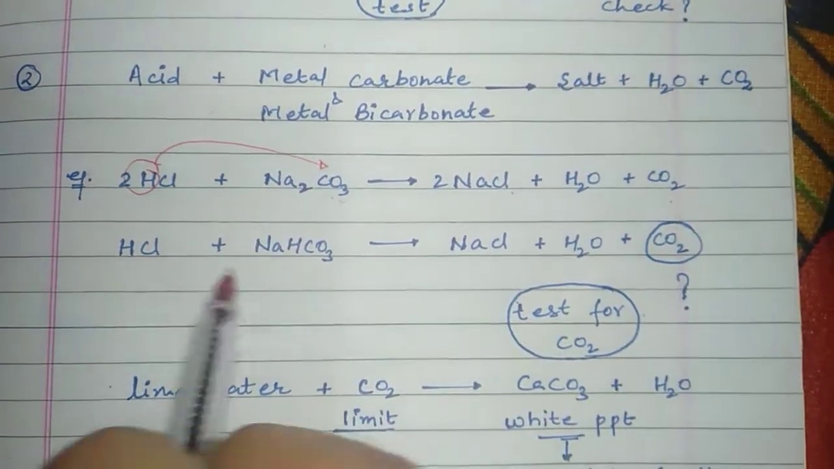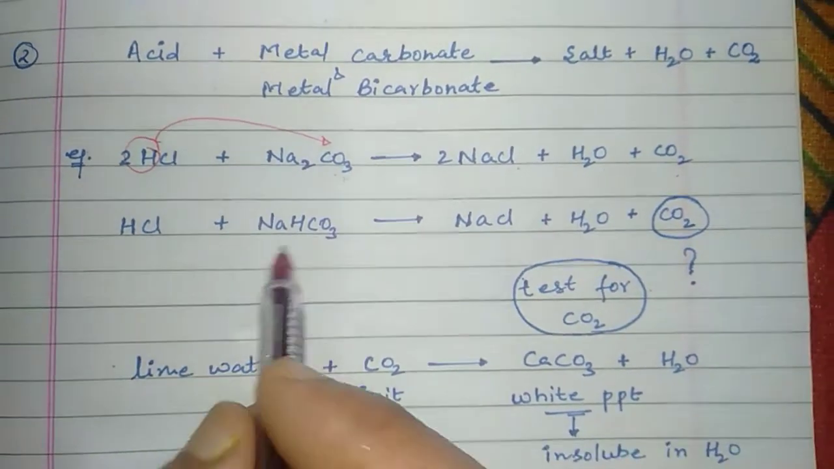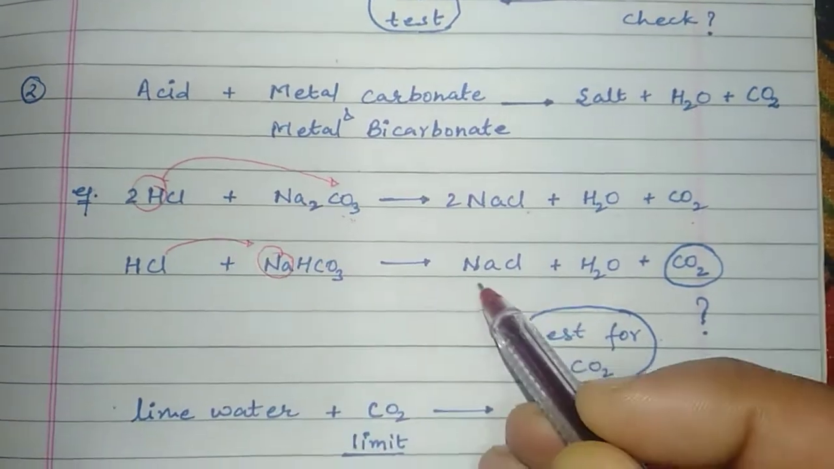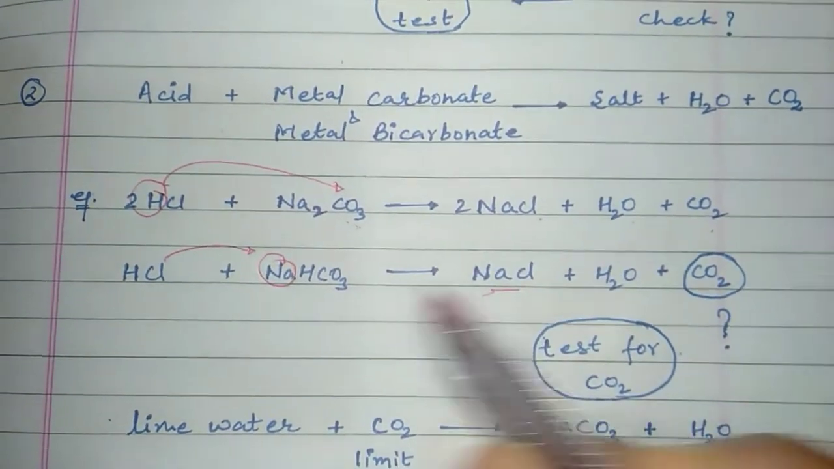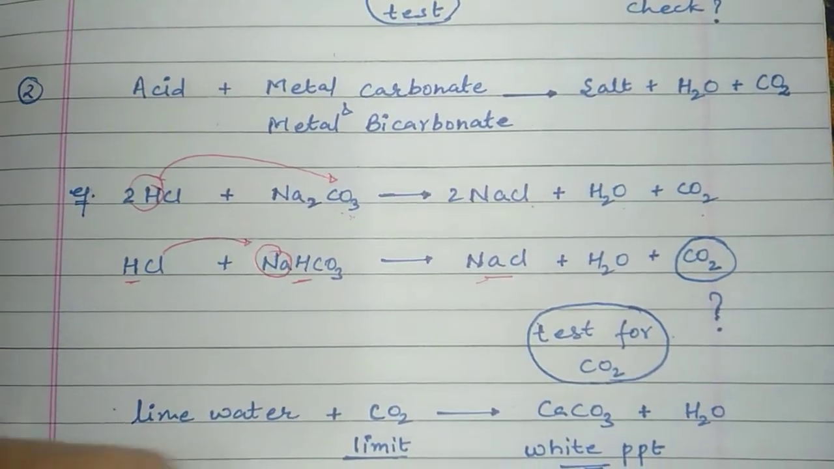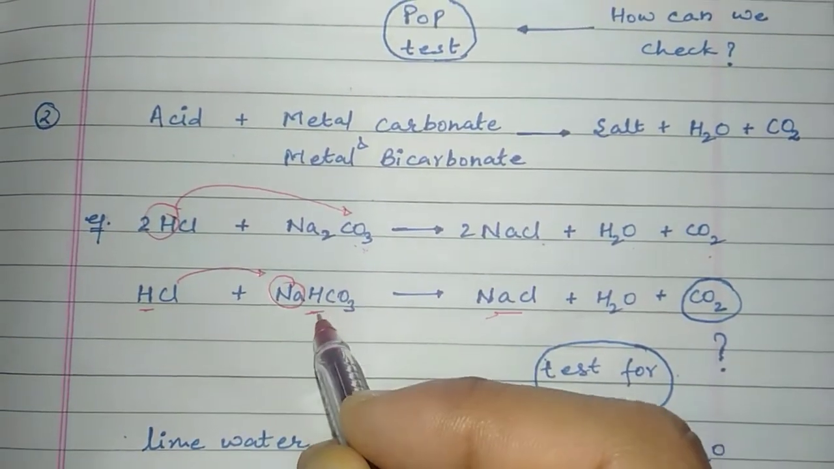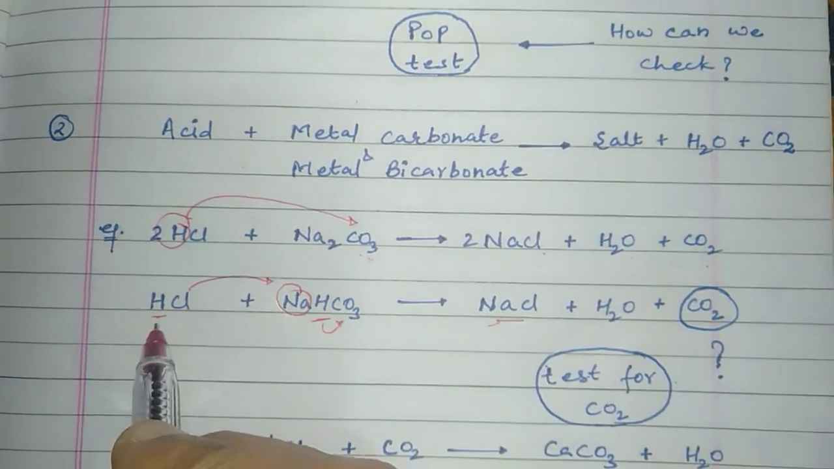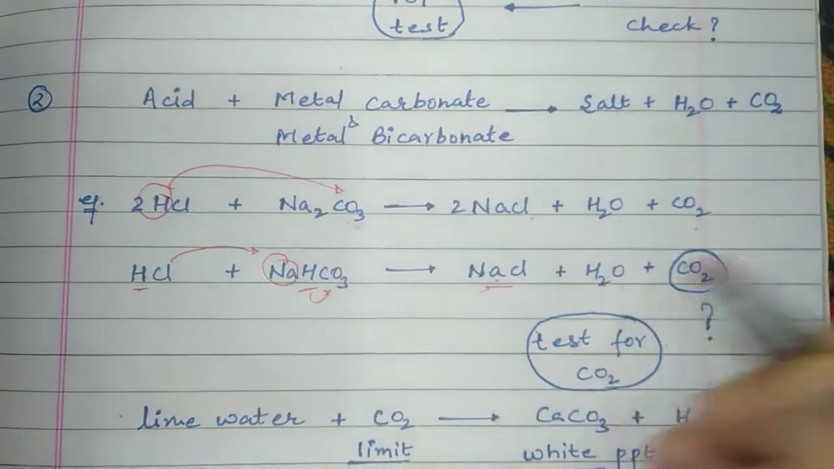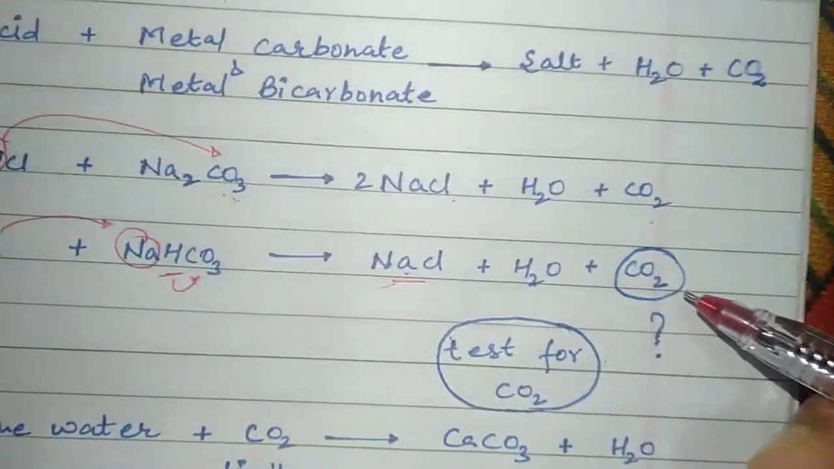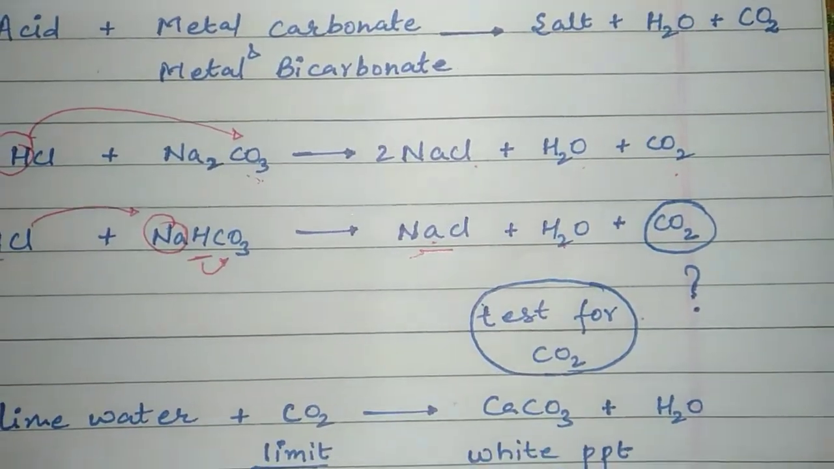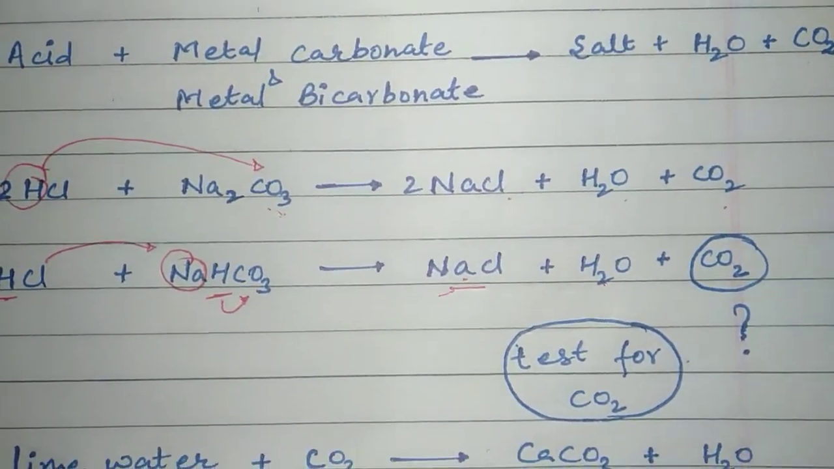Yes, and this is the example of the metal carbonate. So you can see here this Na is reacting with Cl, so it is producing NaCl. Then this is one hydrogen and another is the second hydrogen, so both are reacting with one atom of oxygen and producing the water, and in a similar way it produces the CO2. Then students, how will we come to know whether CO2 is produced or not in this reaction?